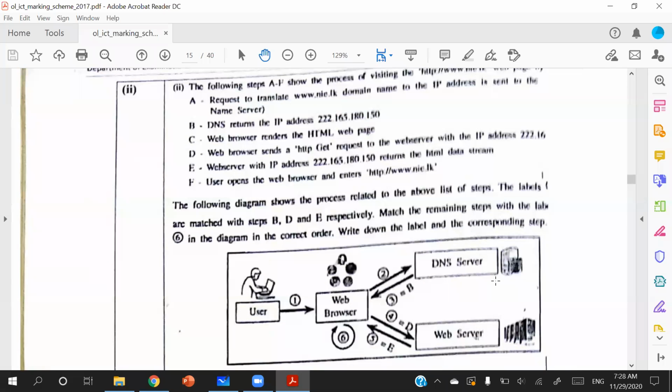So they are asking to match the... excuse me. Just a second.